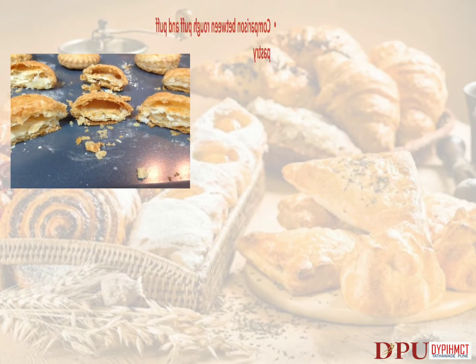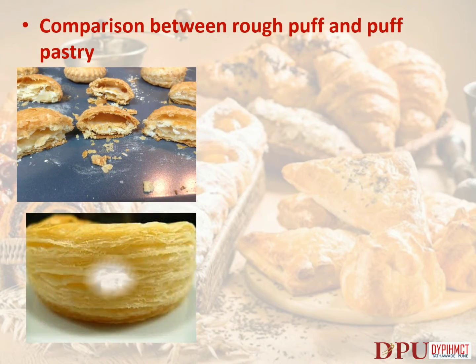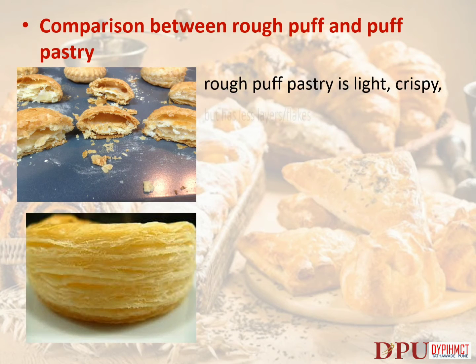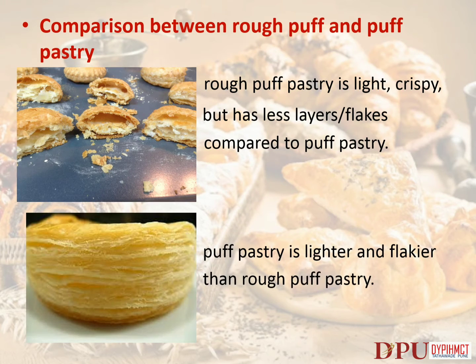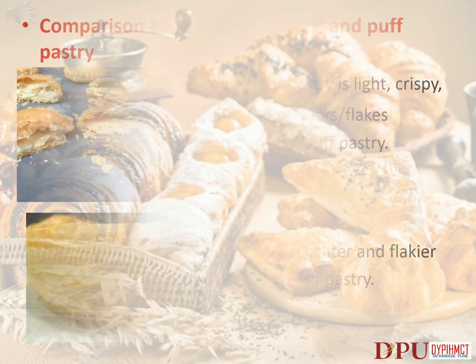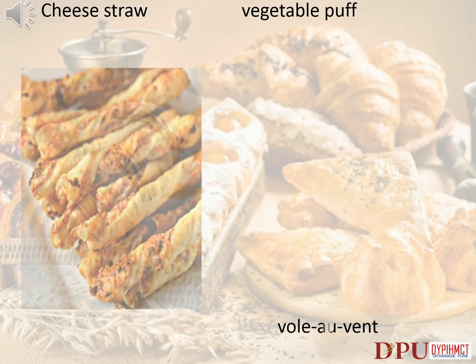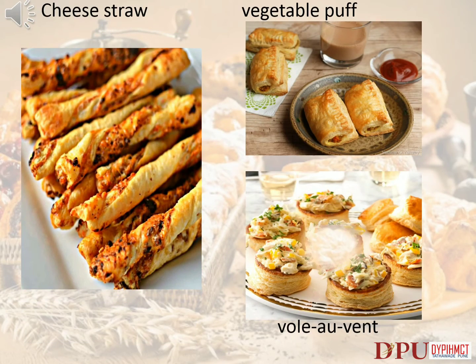Comparison between rough puff and puff pastry. Rough puff pastry is light and crispy, but has fewer layers and flakes compared to puff pastry. Puff pastry is lighter and flakier than rough puff pastry. Examples: cheese straws, vegetable puff, vol-au-vent.